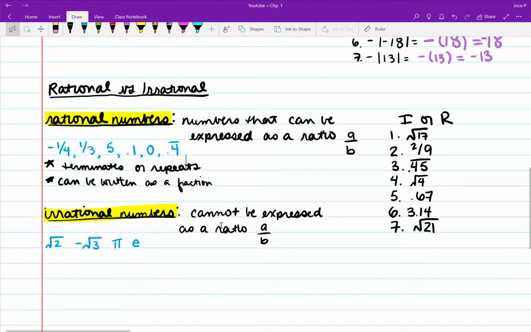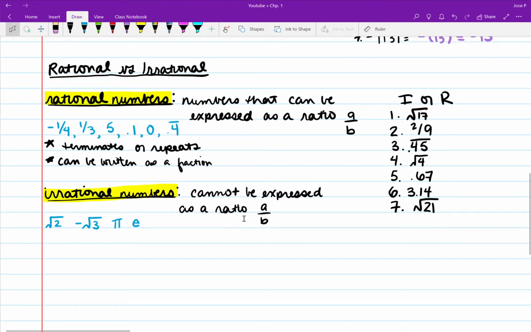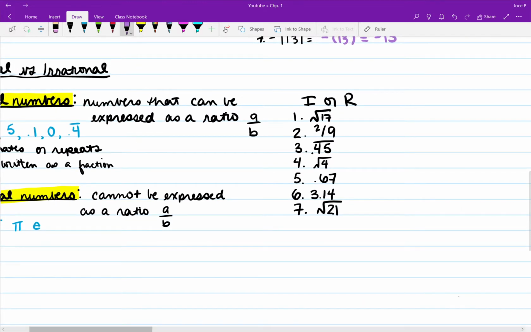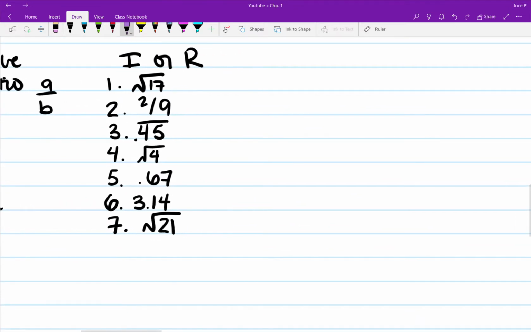Now, irrational numbers cannot be expressed as a ratio of a to b. So these are numbers that will never end. √2, for example, will never end. -√3 will never end. This decimal keeps going on and on and on. Same with these special numbers, pi and e. So let's look at these and consider if they're rational or irrational.